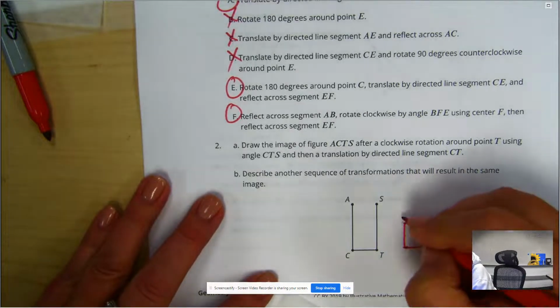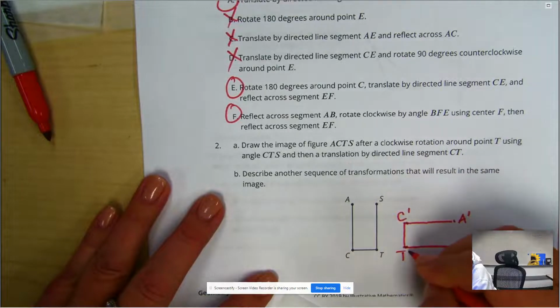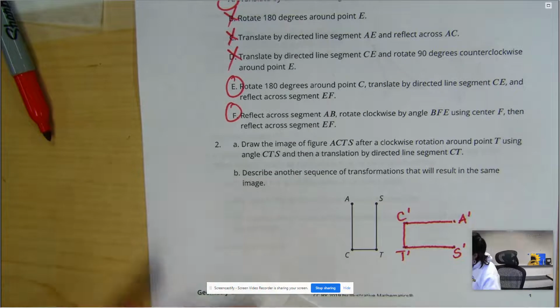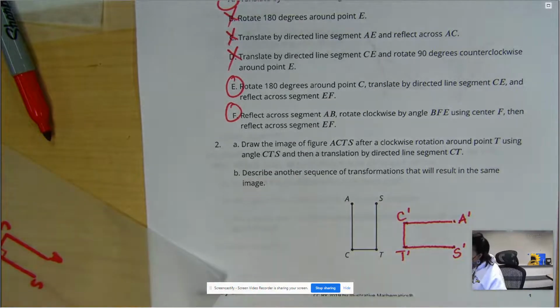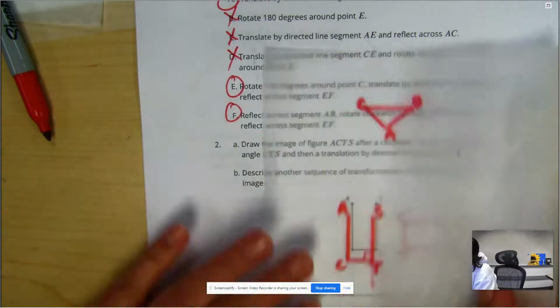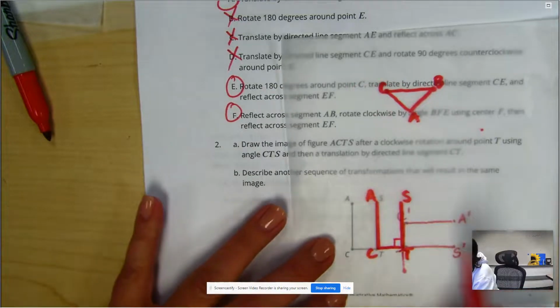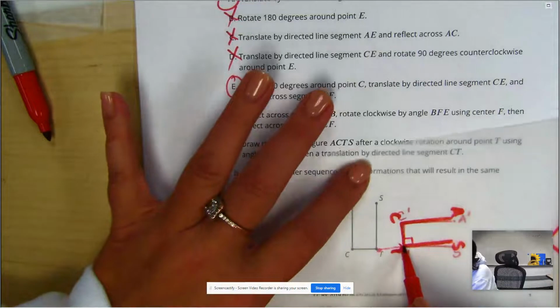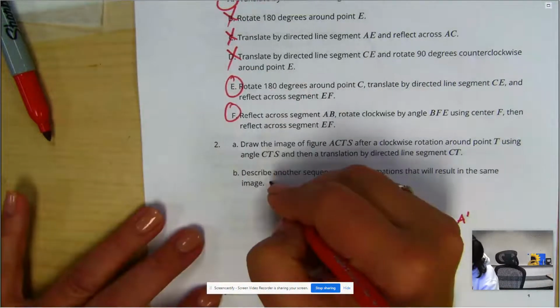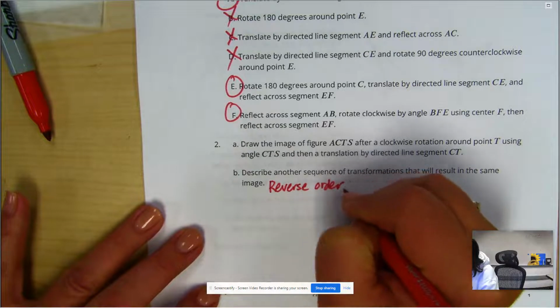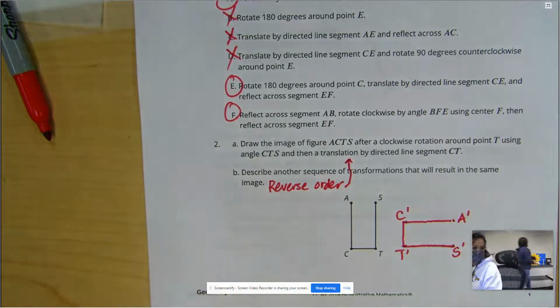A prime, C prime, B prime, S prime. Describe another sequence of transformations that will result in the same image. So instead of rotating and then translating, what if we translate by CT, then rotate? So I'm going to say reverse the order of those.